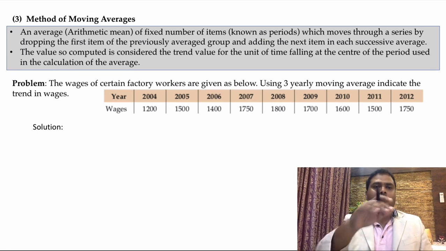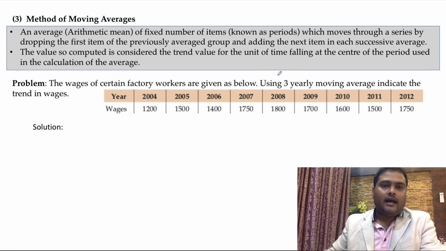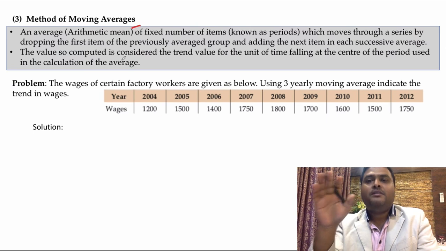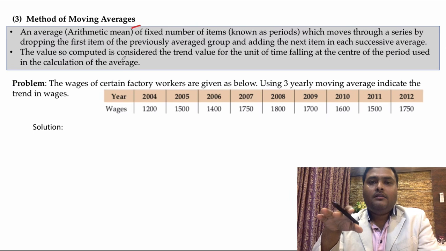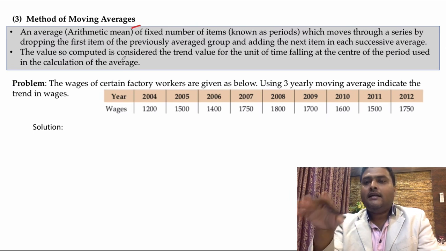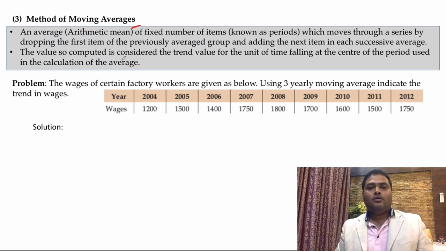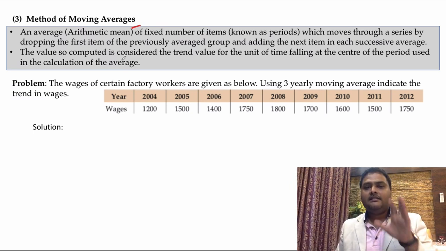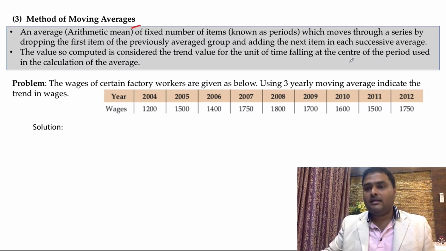Now, as per the moving average method, we need to remember a few things. An average is nothing but the arithmetic mean of a fixed number of items known as periods, which moves through a series by dropping the first item of the previous average group and adding the next of the successive years. And second, the value so computed is considered the trend value for the unit of time falling at the center of the period used in the calculation of the average. Now this is important: center.